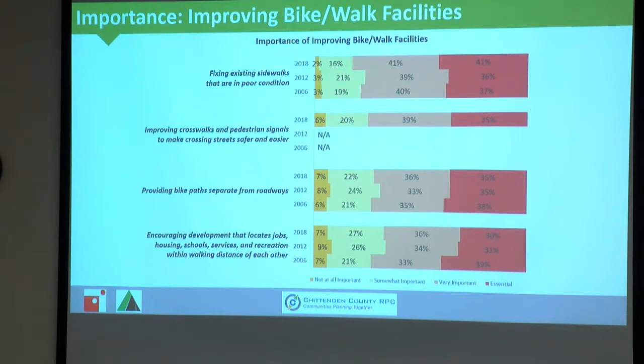As for bike and walk facilities, these numbers have really held true since 2006. We've seen a little variance. You'll see encouraging development that locates jobs, housing, schools within walking distance. You'll see a little bit of change there, but really those are not even statistically significant results. They could be as much random chance as anything. These numbers felt very stable, and of all of the various bike and walk facility questions and improvements we talked about, they're holding quite stable.